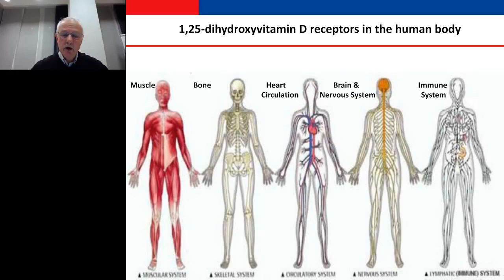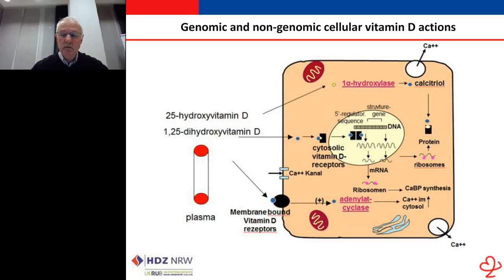And if we look at the actions of 1,25-dihydroxyvitamin D, we can say that almost all tissues in the human body have 1,25-dihydroxyvitamin D receptors. For example, muscle, bone, heart and circulation, brain and nervous system, and also the immune system. And the active form of vitamin D has genomic and non-genomic cellular actions. And therefore, it's a classical steroid hormone, and the genomic actions are mediated by a cytosolic vitamin D receptor.